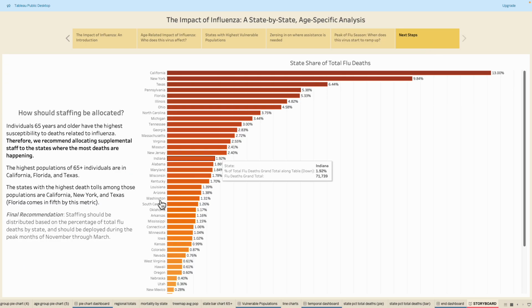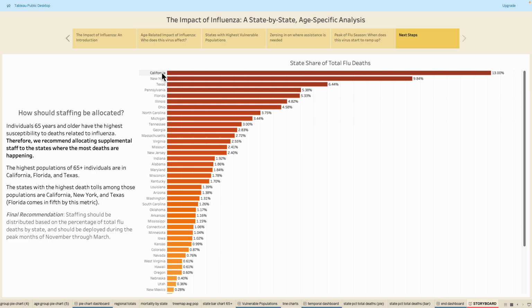So as far as official recommendations, to recap, individuals 65 and older have the highest susceptibility to death by influenza. Therefore, our official recommendation is that we allocate supplemental staff to the states where the most deaths are happening. To more effectively do that, what we have here in this graph is a share of total flu deaths from 2009 to 2017 by state. We've mentioned this before, but the states that have the highest populations of 65 plus individuals are going to be the states that have the highest share of flu deaths.